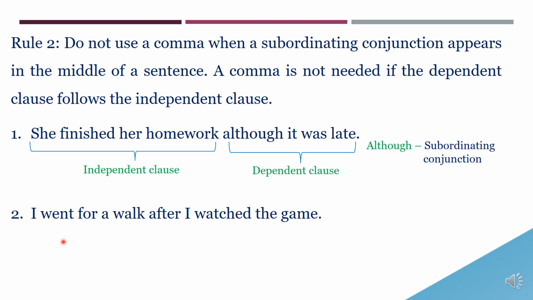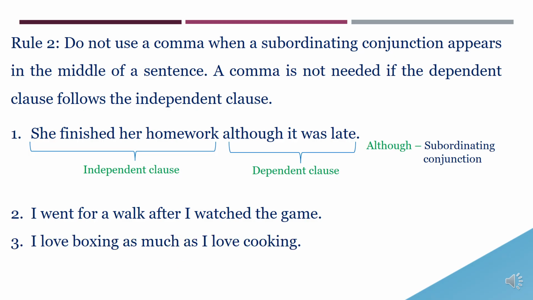Second example: I went for a walk after I watched the game. See, here also, I went for a walk is an independent clause. After I watched the game is a dependent clause. After is a subordinating conjunction. Since here also an independent clause is placed at the beginning of the sentence, and a dependent clause is following it, and a subordinating conjunction is placed in the middle, therefore we do not use a comma.